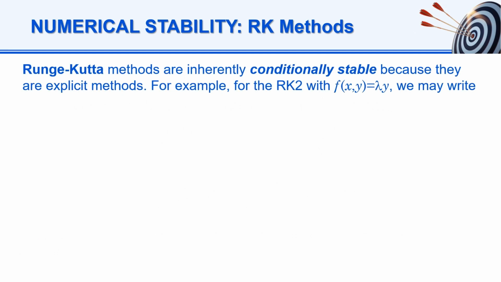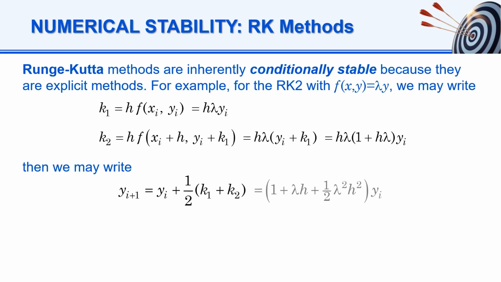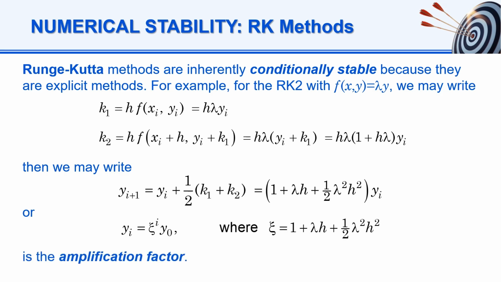Runge-Kutta methods are inherently conditionally stable because they are explicit methods. For example, for the RK2 with f(x, y) equals lambda y, we may write, then to get the current step, we write, or we can express it as follows. Xc is the amplification factor, as usual.